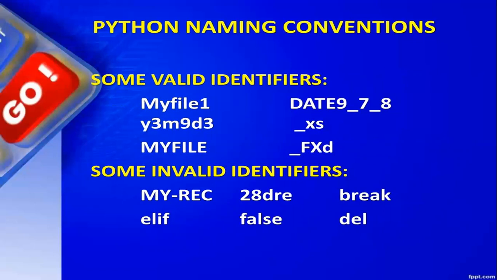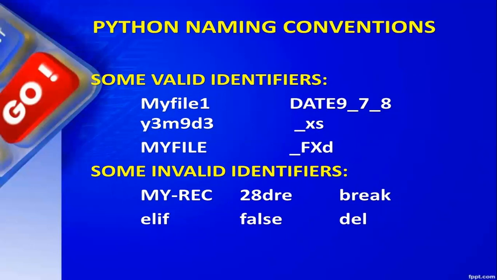Look at the valid and invalid identifiers on the screen. We will only look at the invalid ones first. Why is my-rec invalid? Because of the hyphen in the middle. You cannot use a special character like that. 28DRE, you cannot start a name or an identifier with a number. Break, elif, False, and del, all these are keywords, and so they cannot be identifiers.